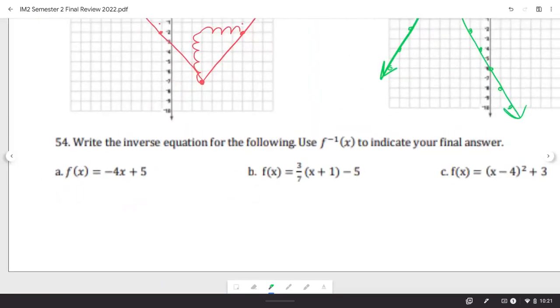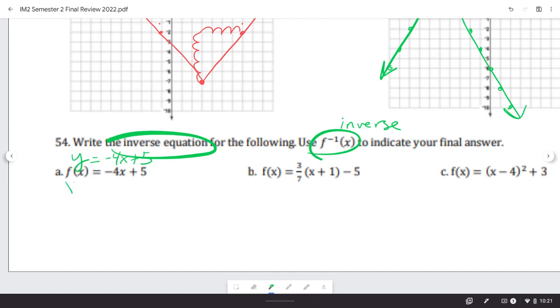All right, inverse. So when you see that symbol, that negative 1, that means inverse. The first thing you do, remember, is switch your x and your y. f of x is just y. That's the same thing, but we're getting fancy with the math notation. So that's why we write f of x. But remember, we're going to switch the x and the y. So that's the first step.